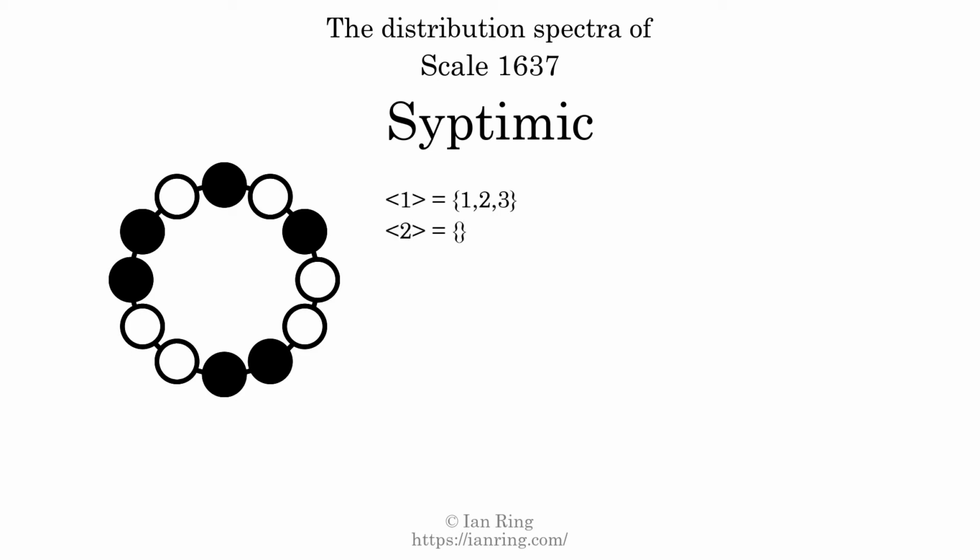The generic interval of 2 scale steps comes in 3 different specific interval sizes: 3 semitones, 4 semitones, and 5 semitones. The spectrum width of this generic interval is 2. The generic interval of 3 scale steps comes in 3 different specific interval sizes: 5 semitones, 6 semitones, and 7 semitones. The spectrum width of this generic interval is 2. The generic interval of 4 scale steps comes in 3 different specific interval sizes: 7 semitones, 8 semitones, and 9 semitones. The spectrum width of this generic interval is 2.